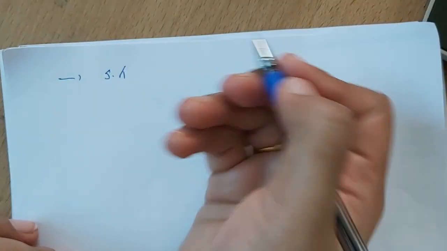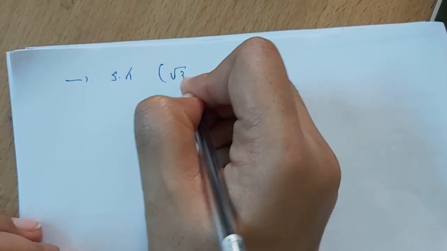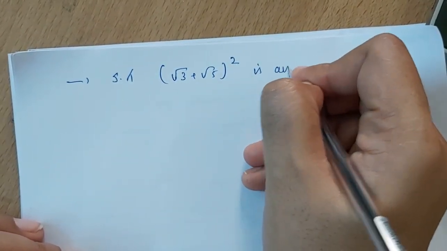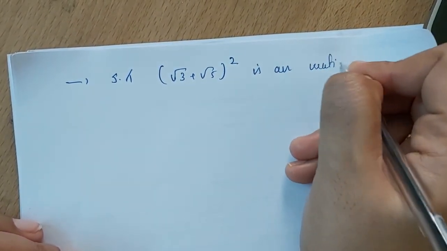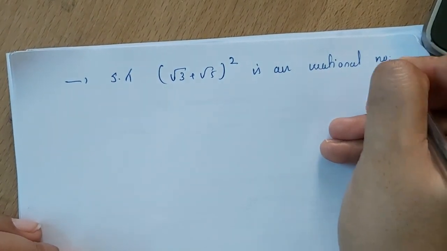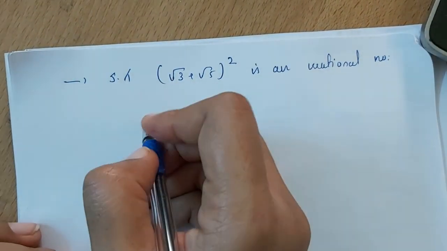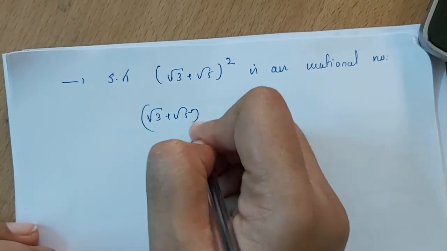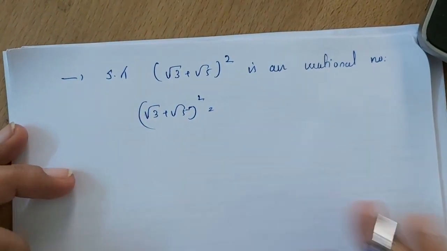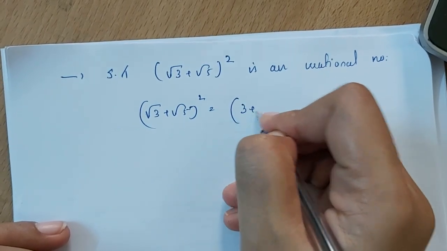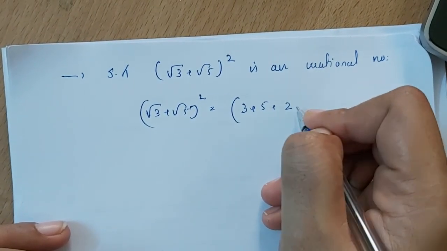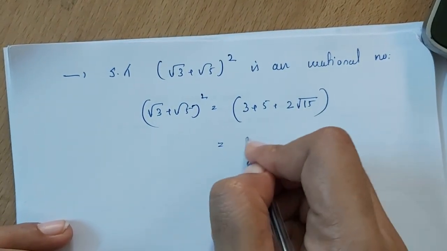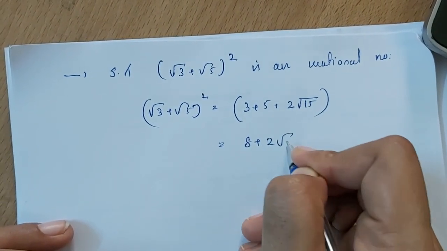Show that (root 3 plus root 5) the whole square is an irrational number. First we have to convert (root 3 plus root 5) the whole square, which is in the form (a plus b) the whole square: 3 plus 5 plus 2 root 15, which is equal to 8 plus 2 root 15.